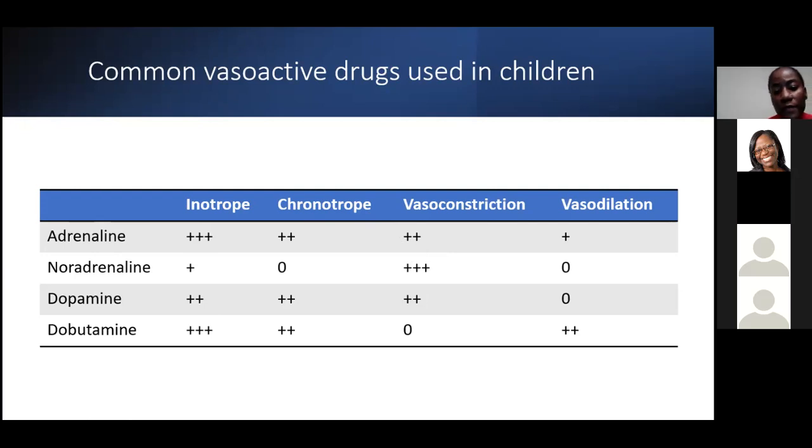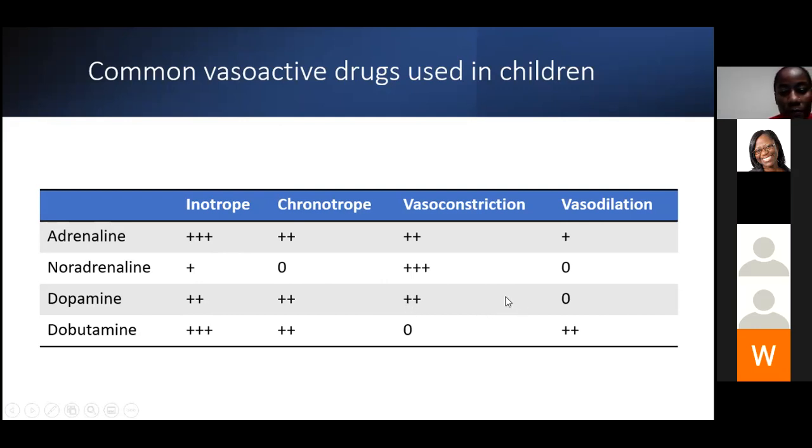So when you have high doses above 0.3 mics per kg per minute, then you have alpha activity, which will cause vasoconstriction. If you have low doses, it will cause vasodilation. Noradrenaline has very low inotropic effect. It doesn't have any chronotropic effect, but it has a vasoconstrictive effect because its main action is on the alpha receptors. Dopamine has all features of inotropic, chronotropic, and vasoconstrictive effect.